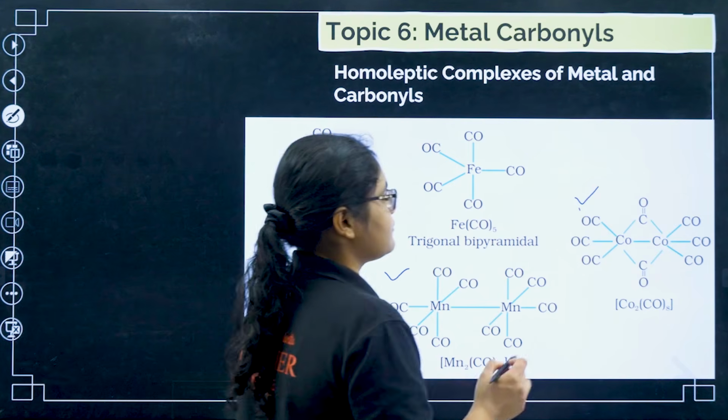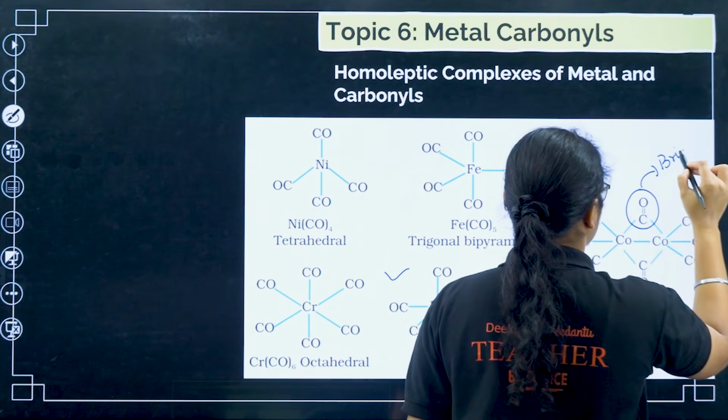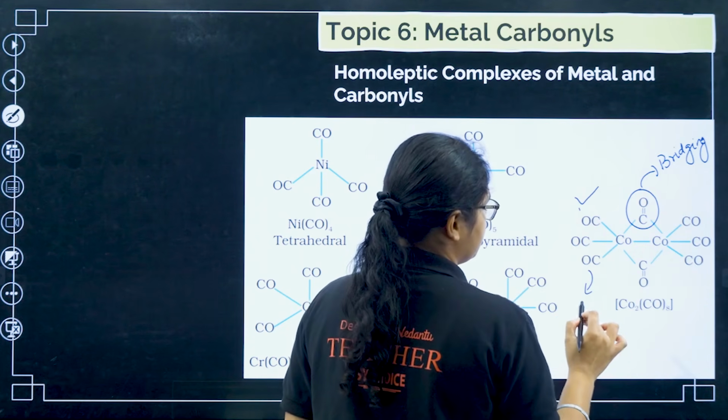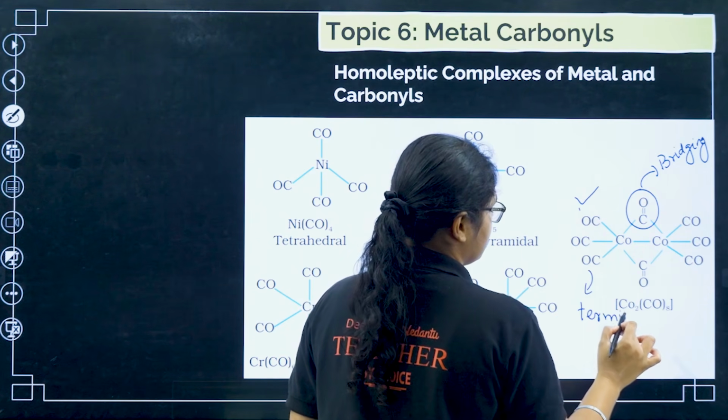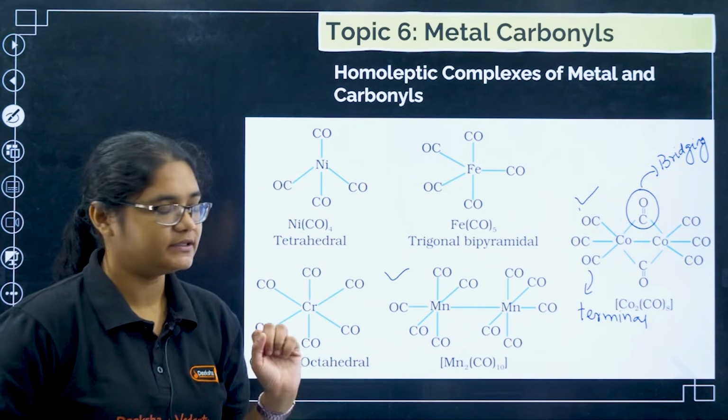The carbonyls which come in between two cobalt atoms are called bridging carbonyls, whereas these are called terminal. They are joining two metal atoms, and that is why they are bridging carbonyls.